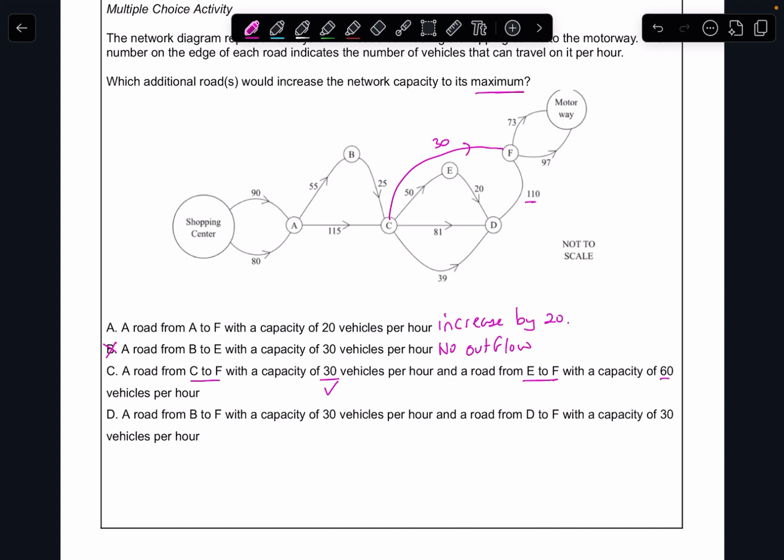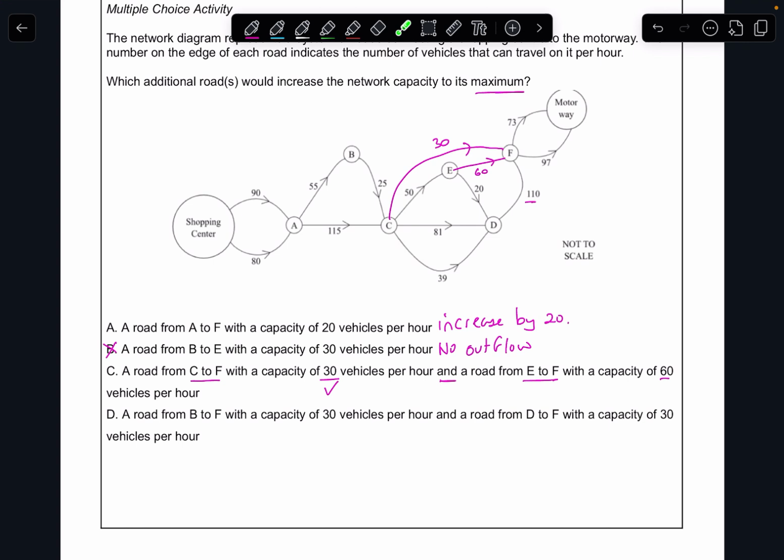All right, what about E to F with a capacity of 60? E to F. Now we're doing both of these and a road, so we want both. E to F with 60. Okay, that's not going to work because if we have this 30 going through here and then the rest of it, so remember we had coming in 25 and 115, 115 plus 25, which is 140. So if we count the 30, the 81, the 20 and the 39, I think that gives us 140.